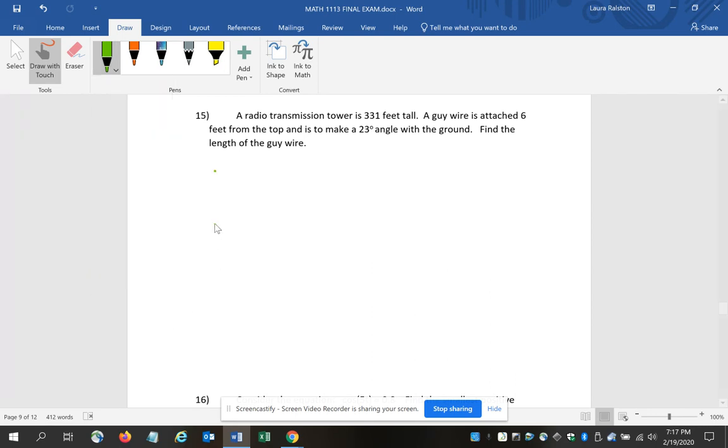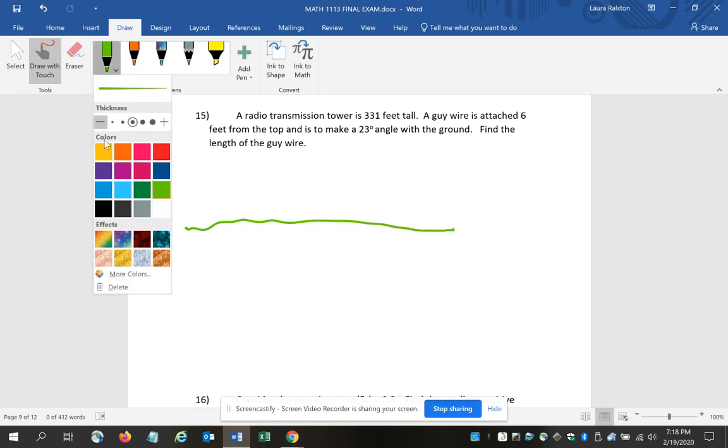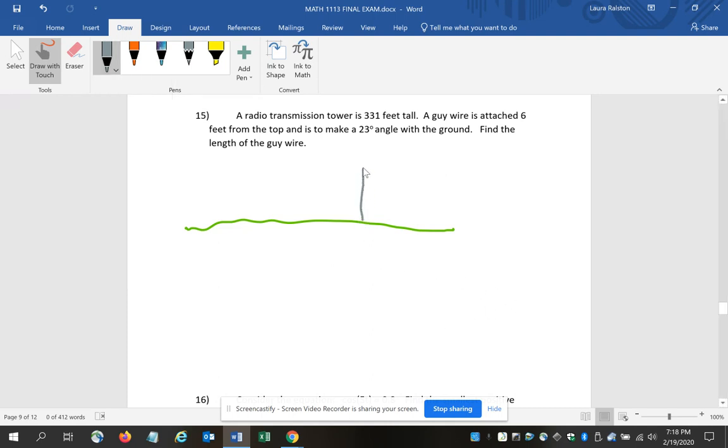So let's see if we can sketch a picture. We have the ground, and we have a radio transmission tower. Okay, so here's my tower. Put a little antenna up here on the top. And we're told that that is 331 feet tall from the ground to the top of the tower.